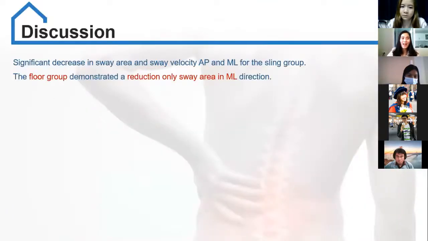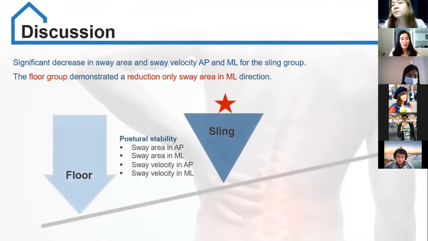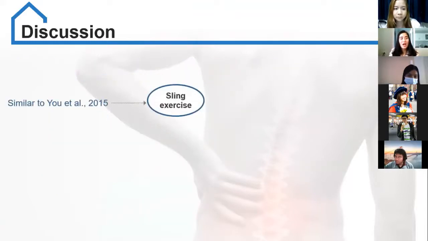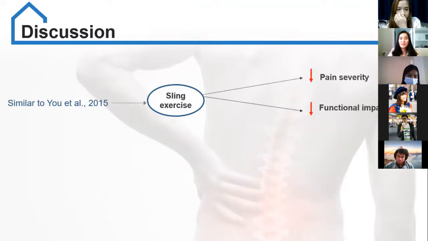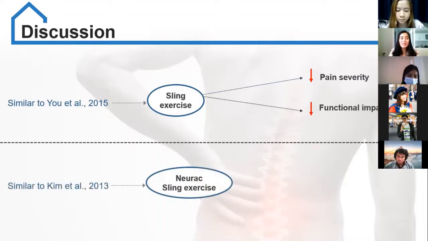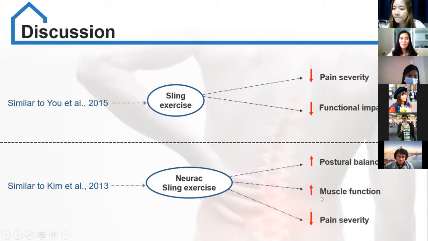Next is the discussion. The results from this study show a significant decrease in sway area and sway velocity in all parameters for the sling group, but the floor group demonstrated a reduction only in sway area in ML variation. The results show sling exercise is more effective than floor exercise. This finding is consistent with a previous study that found sling exercise effective in decreasing pain and functional impairment, and similar to another team who found the relaxed sling program may improve postural balance and muscle function, as well as decrease pain intensity.